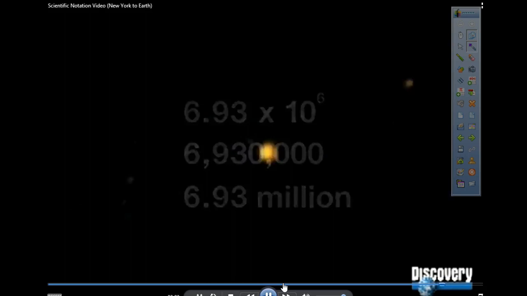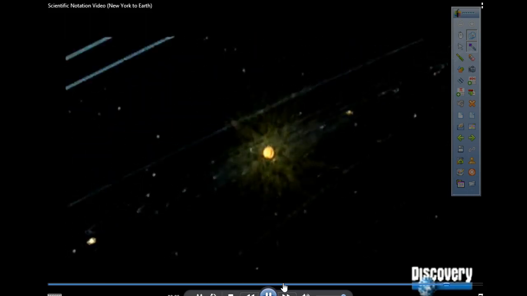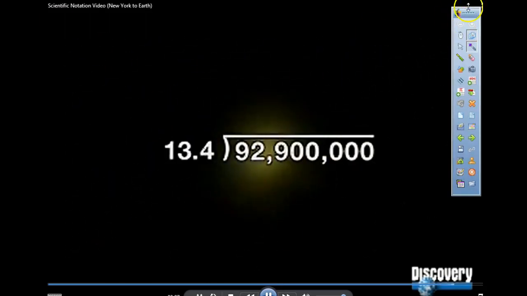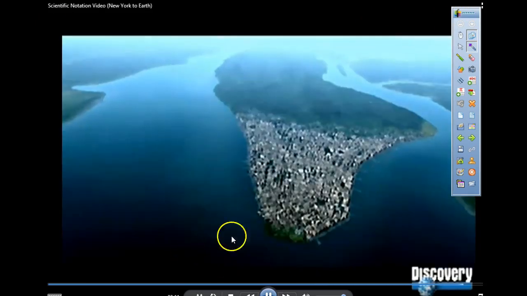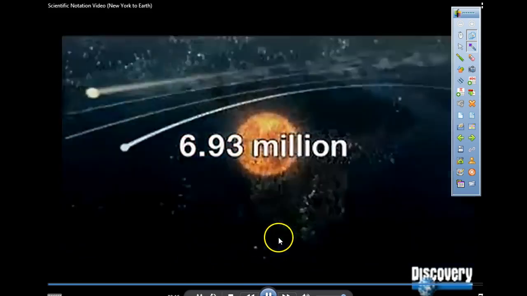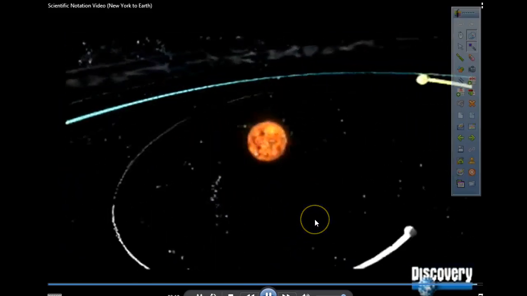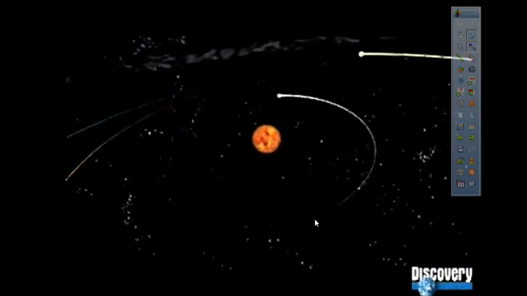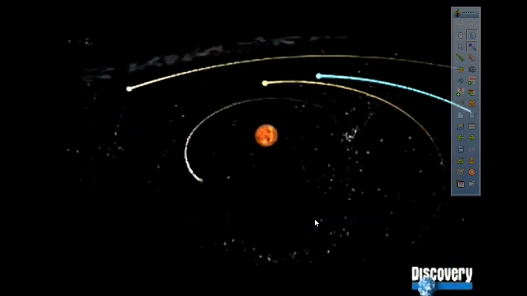Using scientific notation to divide is often simpler than doing the long division in expanded notation. This goes for multiplication too. So how far is it to the sun? To find out, travel the length of Manhattan 6.93 million times, at 60 miles per hour non-stop. That would take more than 176 years.